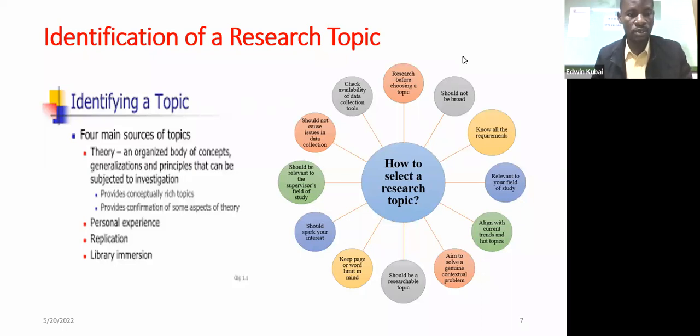Library is also very important because you need to immerse yourself, whether it's an online library or the traditional libraries that we have in the universities. You can find more issues or more problems in those books you can read, and be able to identify and select a research topic that is before you.